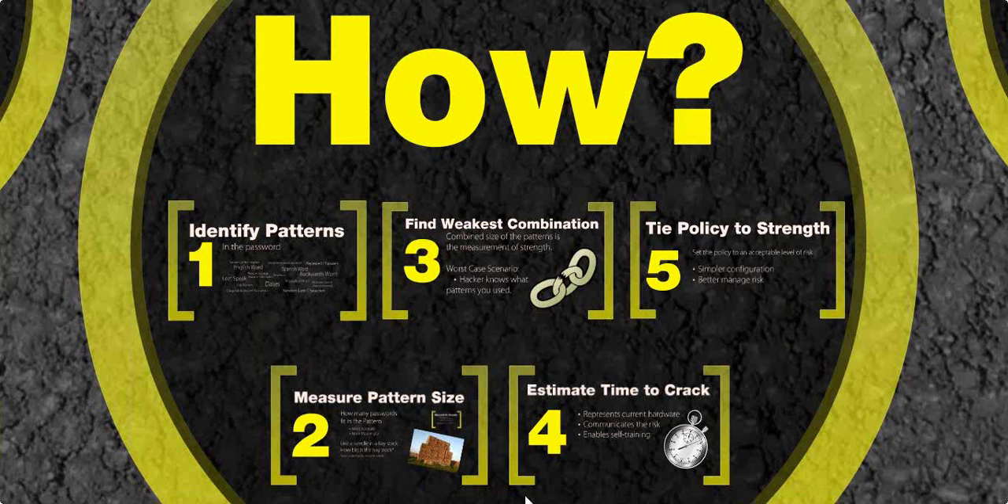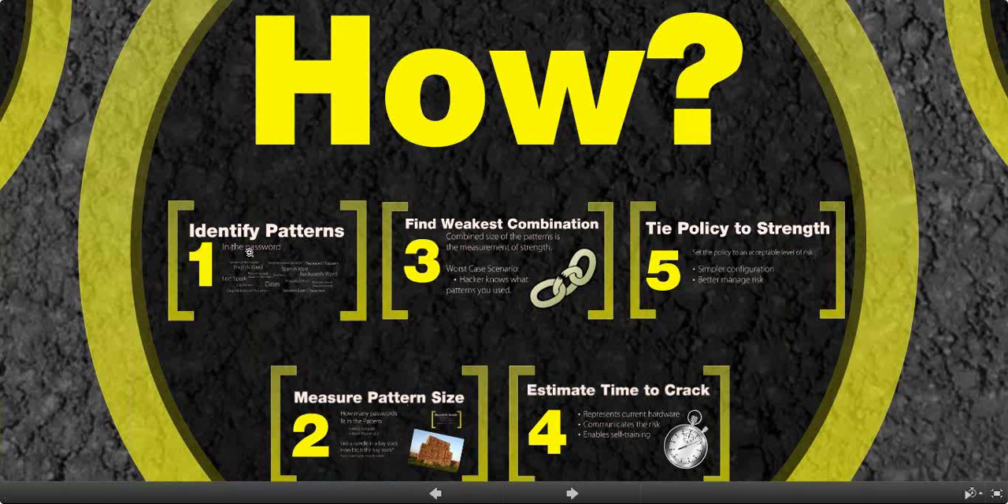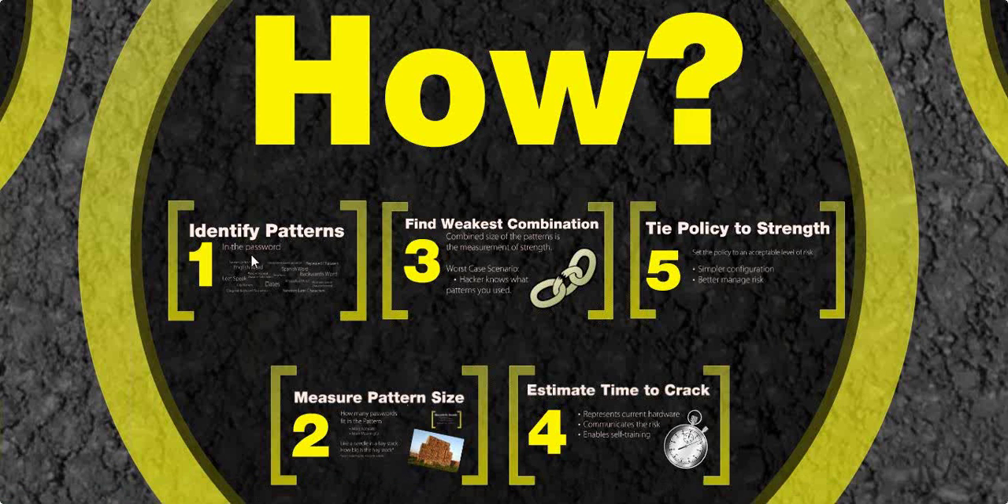So this is how Passfault works. First, we identify the patterns that we can find in the password. Each pattern is measured for its size, and by size I mean how many passwords fit in that pattern. And then you find the weakest combination of all those patterns. Then we come up with an estimated time to crack. Really, the combination of the pattern size is the real measure of the password strength, but this estimated time to crack is more for the layperson, because when you start talking about a quintillion number of passwords, they don't really have a good intuitive feel for how large that is. And then finally, we tie that strength to your password policy.